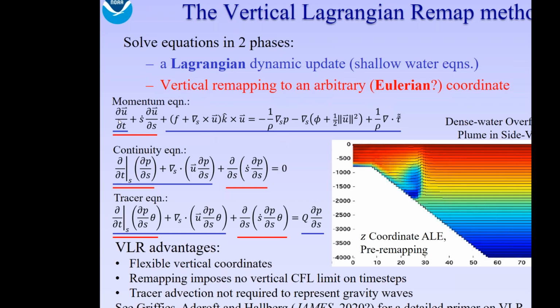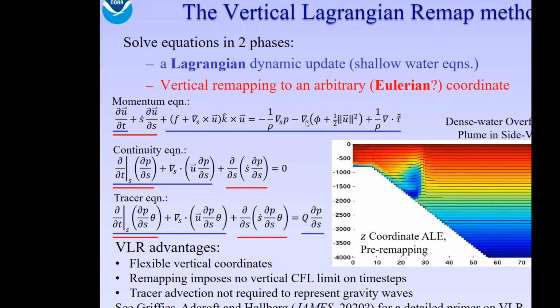The main thing, though, is that you can split up these dynamics into two separate pieces that can be solved in separate phases. The first one is a Lagrangian dynamic update, which basically treats these as the shallow water equations with outflow across the surfaces. And so the momentum equation, that's most of the terms here. It's basically F equals ma, but moving with the coordinates in the layer, in the vertical.